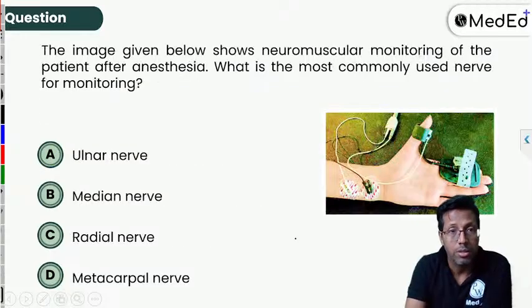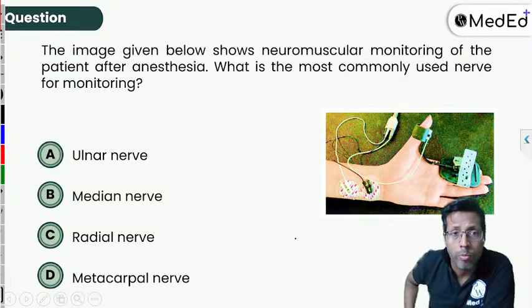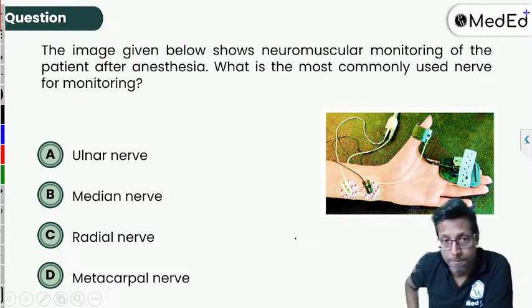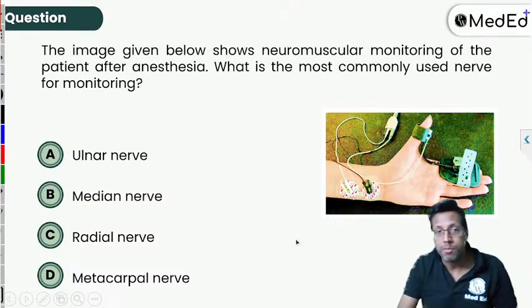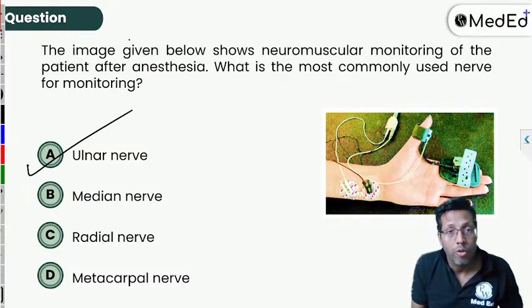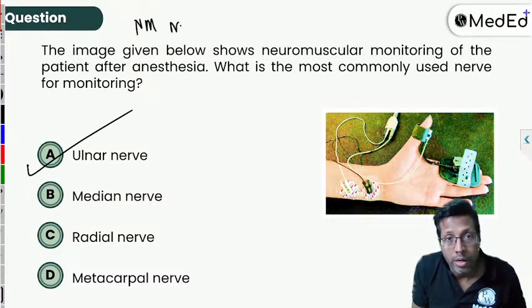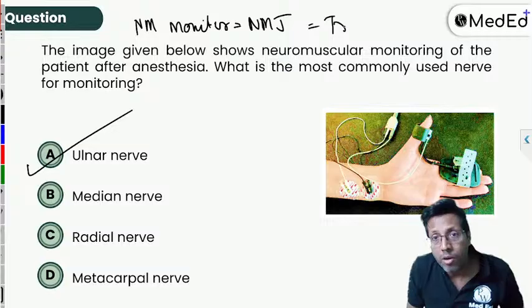This is also done. Next, the image given below shows neuromuscular monitoring of a patient after anesthesia. Which is the most commonly used nerve for monitoring? Simple question again. Welcome, welcome, Dr. Arpit. Dr. Shivam says A. Correct. Ulnar nerve. Remember, it is the most commonly used for neuromuscular monitoring. It monitors the neuromuscular junction. It is monitoring the neuromuscular function. This is where we give the train of 4 mode. The most common mode is the train of 4.